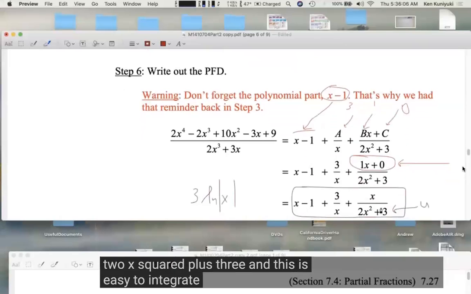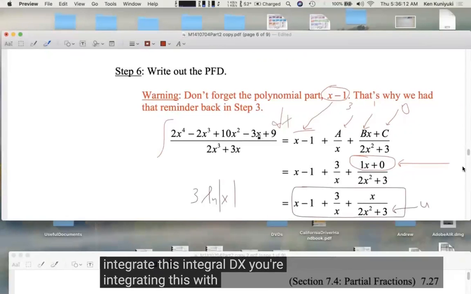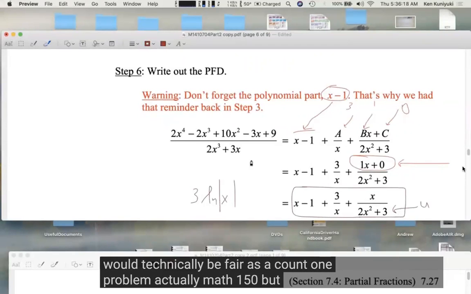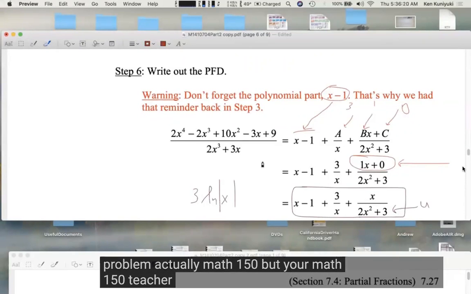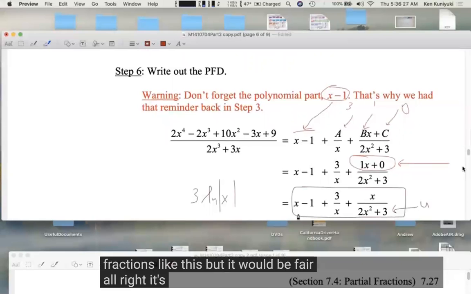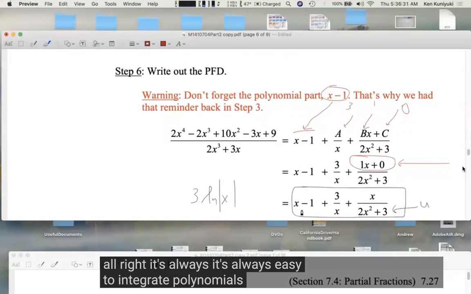And this is easy to integrate. If you're going to integrate this, integral dx, you're integrating with respect to x. This would technically be fair as a Calc 1 problem, actually, Math 150, but your Math 150 teacher would have to be a little sneaky, expecting you to know partial fractions like this, but it would be fair, all right? It's always easy to integrate polynomials.